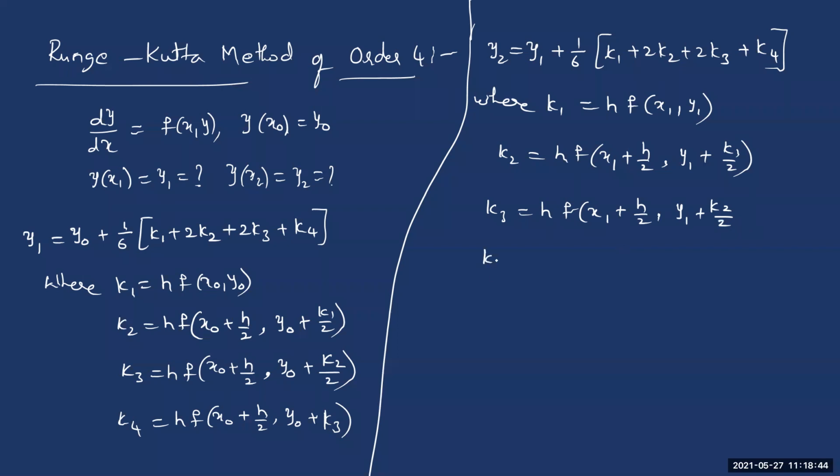Then see what k4 is equal to: h into f of x1 plus h comma y1 plus k3. For the first three values here we have h by 2, but for the last one it is directly k3. You should not get confused. So that's how we can use these formulae to calculate the solutions at these points, either x1 or x2.